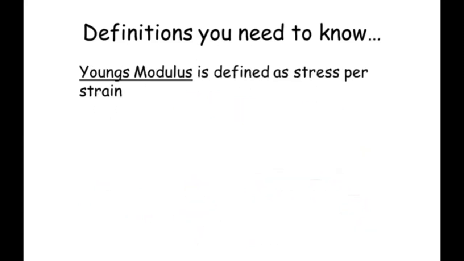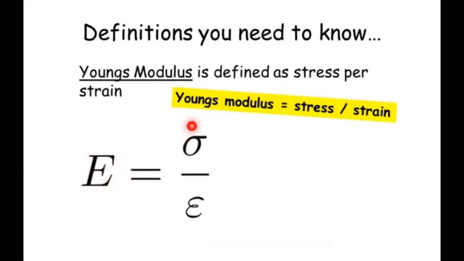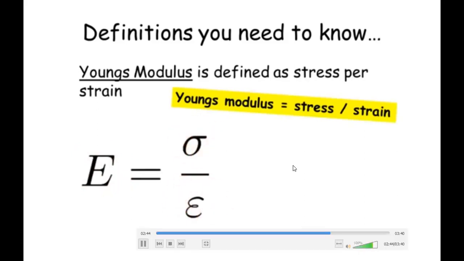And finally, Young's modulus is defined as the stress per strain. So to calculate the Young's modulus, you just divide a value of stress by a value of the strain. Normally Young's modulus is given the symbol E. We've got sigma from before, which is our stress, and our strain has got the symbol epsilon. So you can think of Young's modulus as being a measure of the stiffness of an elastic material.